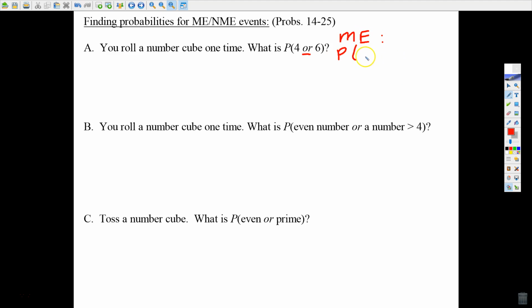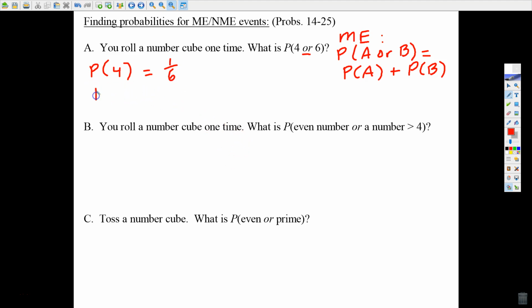In general, the probability of A or B is going to be equal to the probability of A added to, remember, or is always connected to addition, the probability of B. So let's just take each probability separately. What's the probability that I will get a 4 with a roll? Well, there's 1 four on the cube, and there's how many numbers on the cube? So that's a 1 in 6 probability.